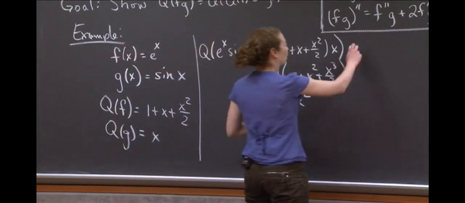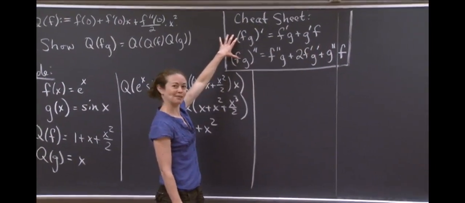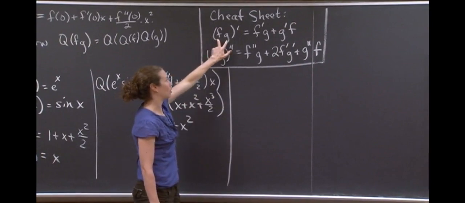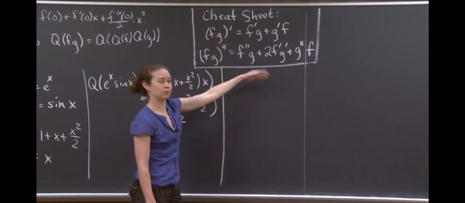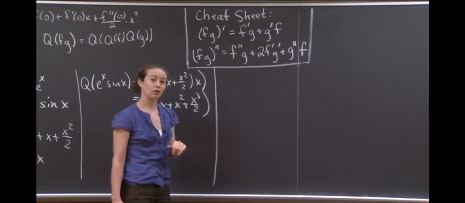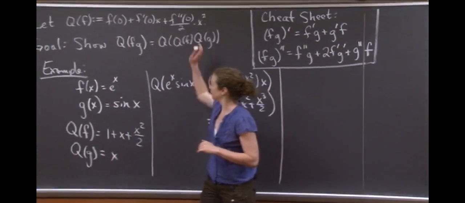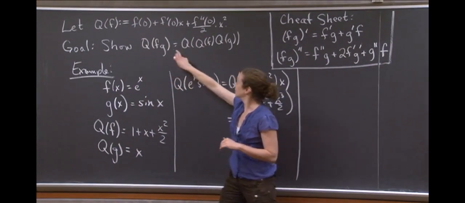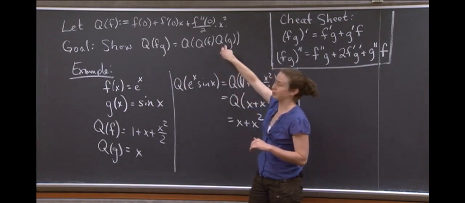Okay, so we have a cheat sheet up here that I'm going to refer back to. I didn't want to have to derive this for you, but we have the product rule. (fg) prime is equal to what's on the right, and (fg) double prime is equal to what's on the right. So my goal here is to show that the quadratic approximation of fg is equal to the quadratic approximation of the product of the quadratic approximation of f and the quadratic approximation of g.